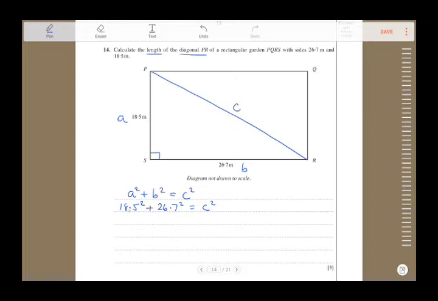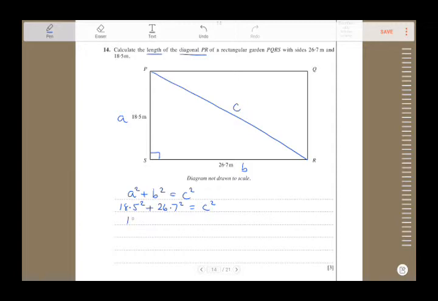Right, so all I can see now, this is one of the easier types of questions with Pythag, finding the hypotenuse. You just simply work out 18.5 squared and add it to 26.7 squared first. So I'm going to do that on my calculator. I've got 18.5 squared plus 26.7 squared. You can do it in one go. And I've got 1055.14.